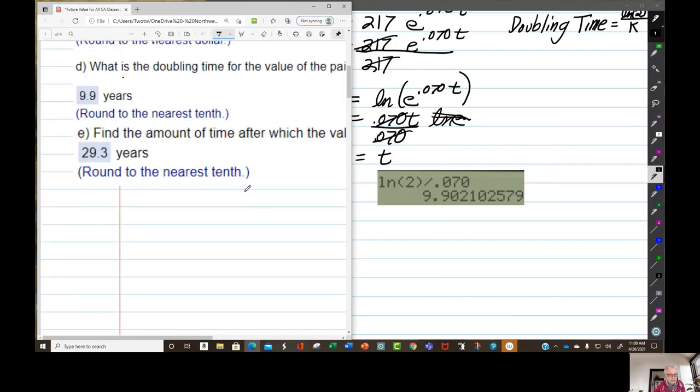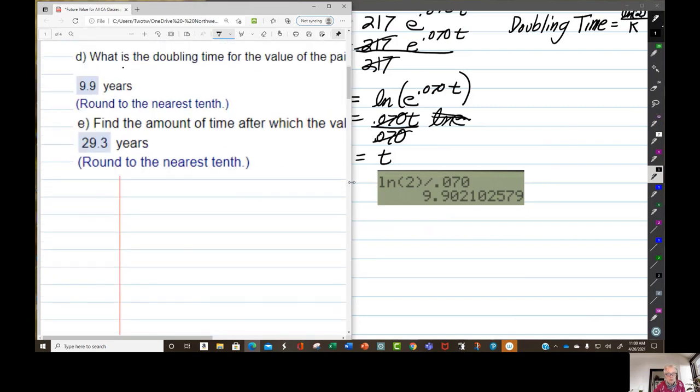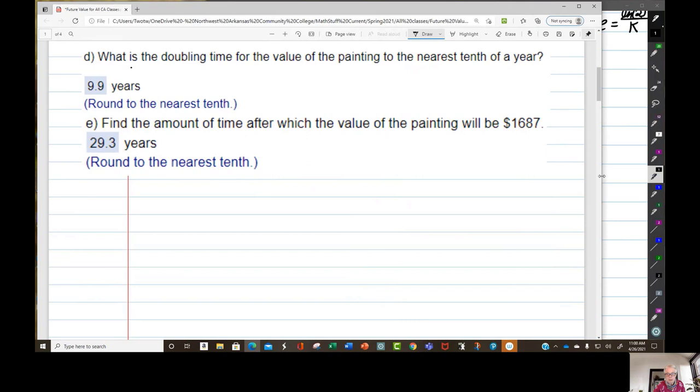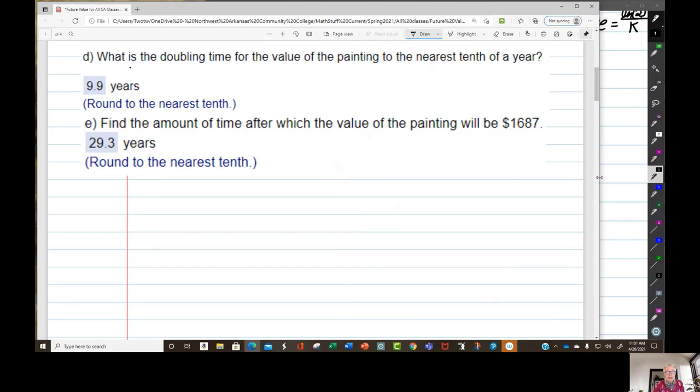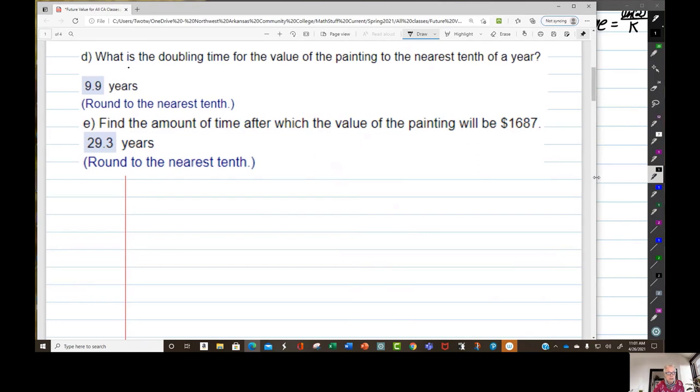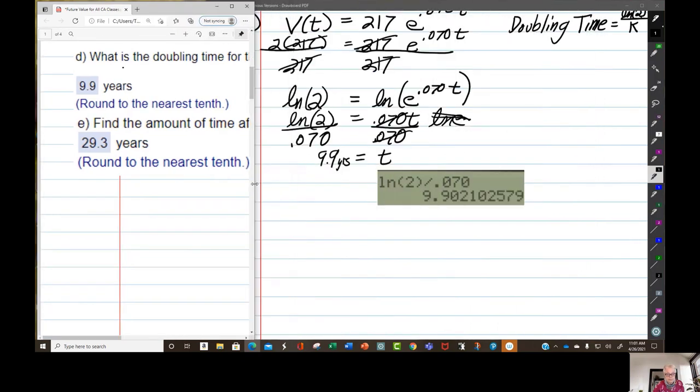All right, let's see. Now, find the amount of time after which the value of the painting will be $1,687. Okay, this is part E.